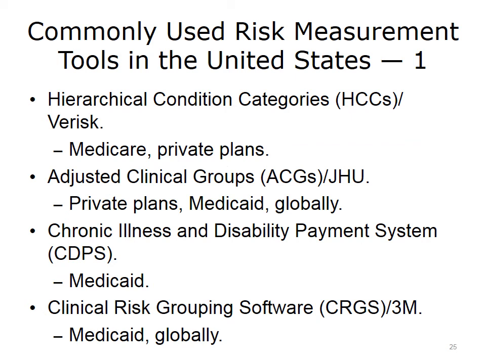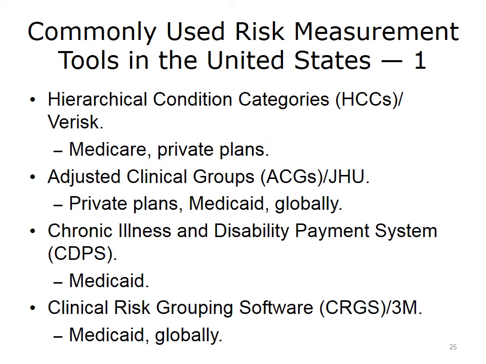Another widely used methodology developed at the Johns Hopkins University is officially called Adjusted Clinical Groups, or ACGs. They were originally called ambulatory care groups because they were meant as an adjunct to the inpatient diagnosis related group, or DRG system. These are widely used by many Medicaid programs and for financial application. They are used by many private health plans and in government agencies for care management. In addition to the U.S., they are used in 20 or so other nations.